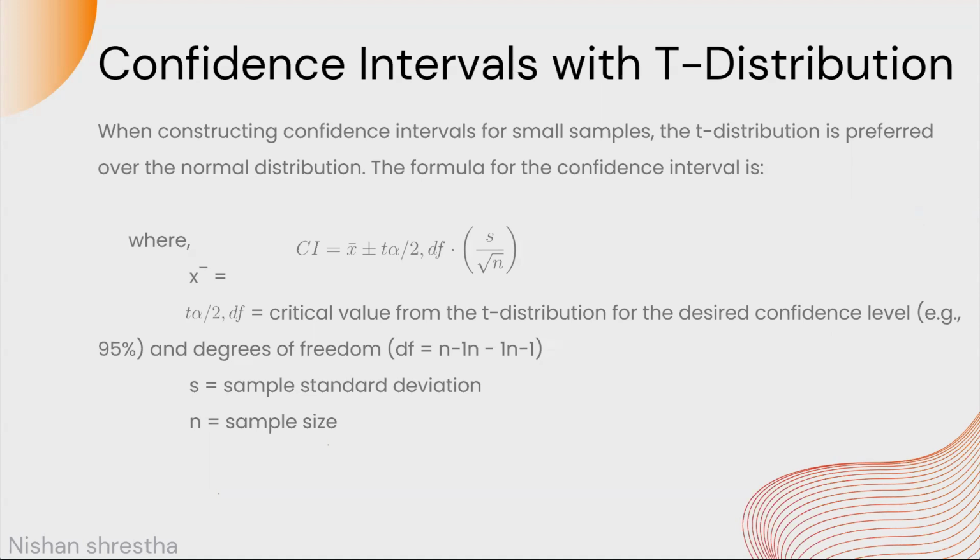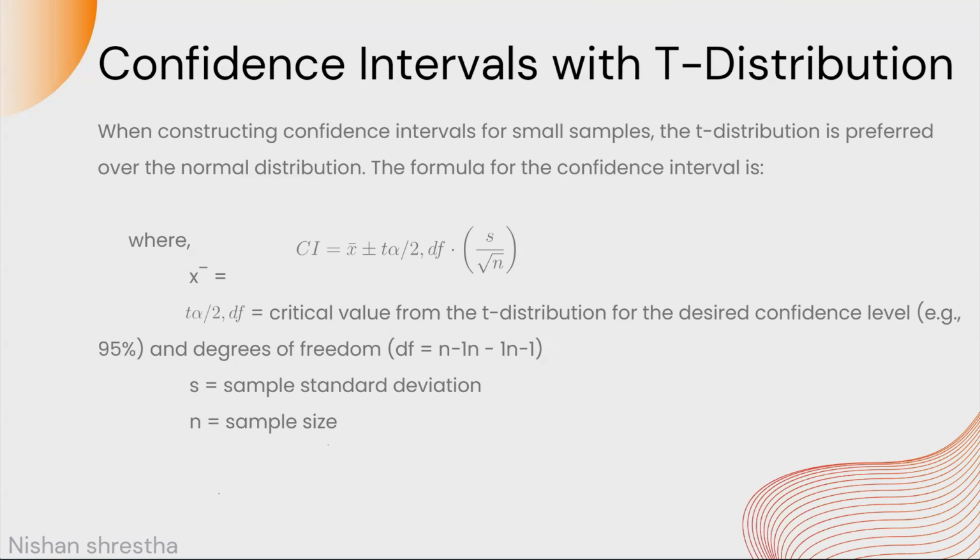When constructing confidence intervals for small samples, the T distribution is preferred over the normal distribution. This is because with small samples, the normal distribution often underestimates variability, leading to inaccurate confidence intervals. The T distribution adjusts for this, providing a more accurate range within which the population mean is likely to fall.